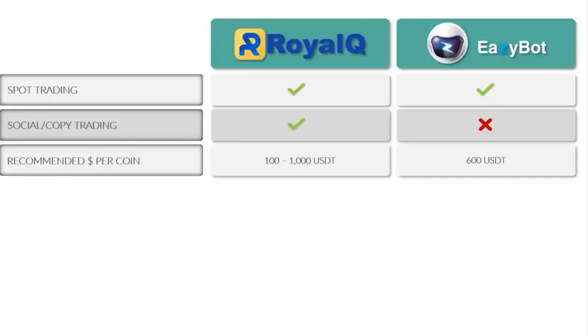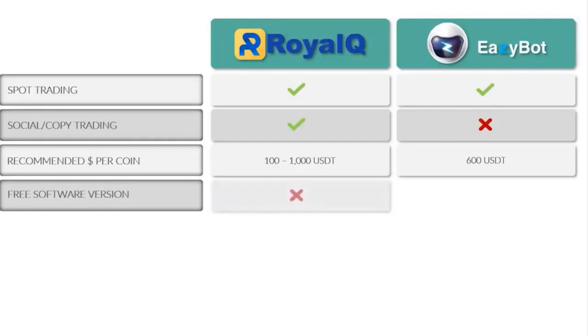The next comparison, which is another quite significant one, is whether or not there is a free software version. There is not with Royalq, however, there is with Easybot. The free version does not have the full-blown functionality that comes with the paid version. However, a person can get in, get started for free, start earning trading profits and pay for their upgrade if they choose to do so, or they can stay free forever if they want.